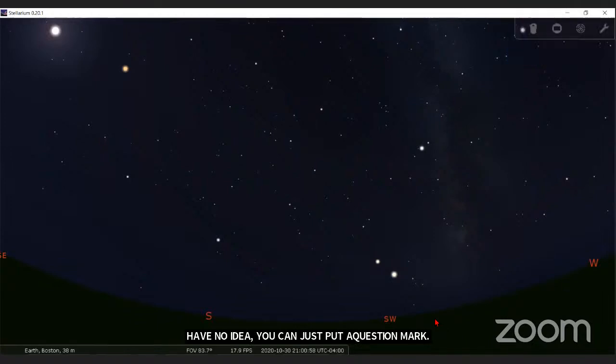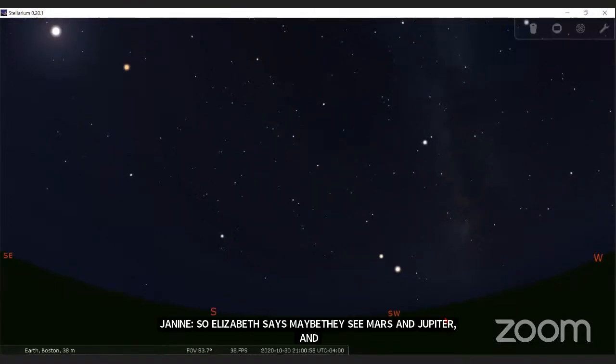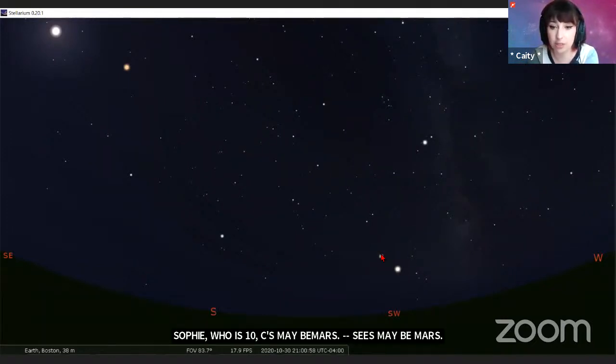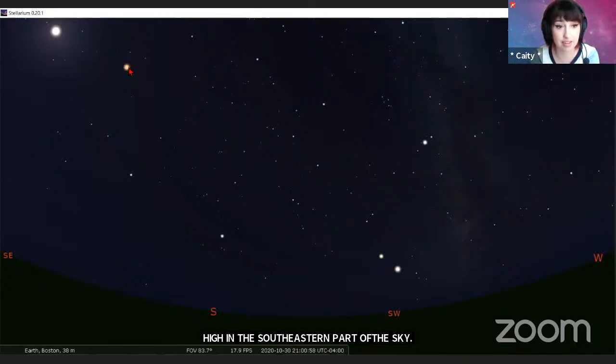Oh, so Elizabeth says maybe they see Mars and Jupiter, and Sylvie, who is 10, says maybe Mars. All right, good observation. So there are two planets low in the southwest, and then there's also one planet that's really high up in the southeastern part of the sky. So these two planets here, this is Jupiter and this is Saturn, and then Mars, you can see it is visible. It's all the way up here in the southeast.